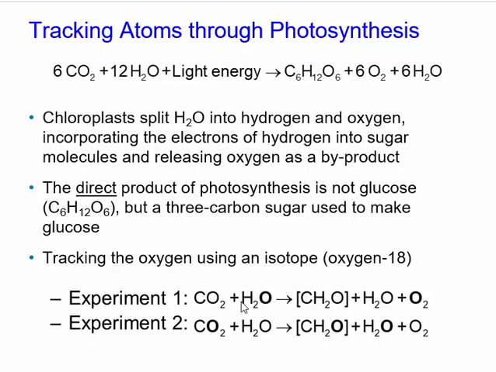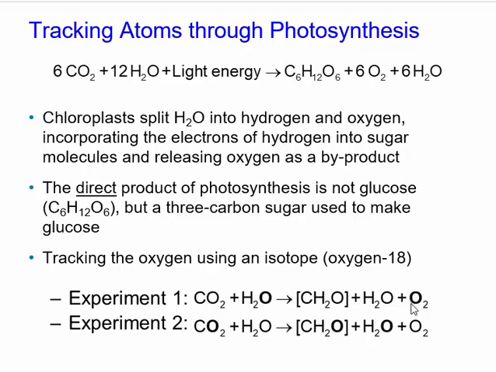So it has the heavy oxygen. And then in experiment 2, we're going to use our carbon dioxide, and it has the heavy oxygen. And ultimately, we want to see, well, where does it end up? So if we use the heavy oxygen here in H2O, this is where the gas oxygen is released at the end.